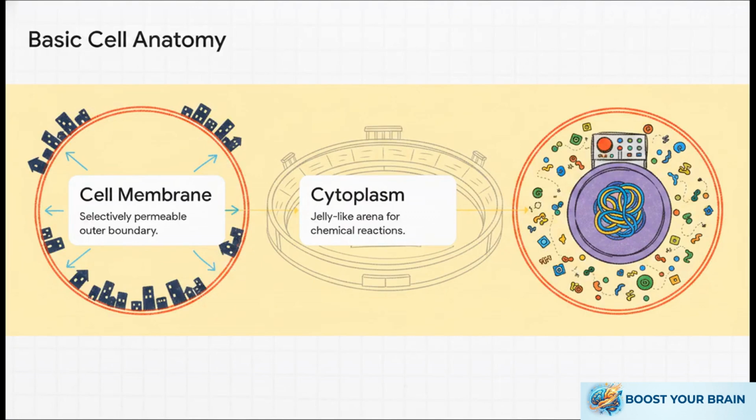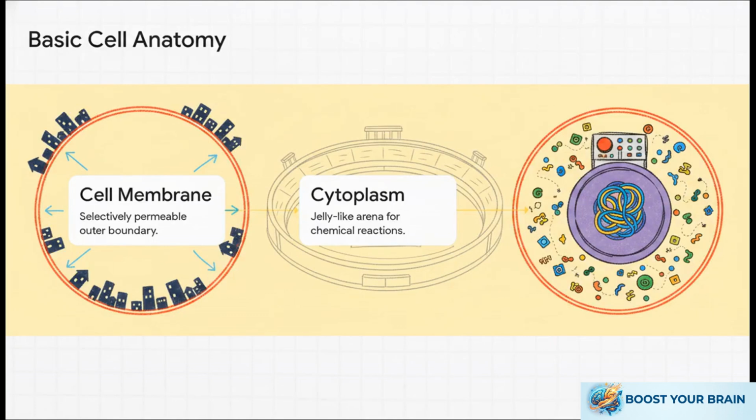Step 1 is the cell membrane. Think of this as the city limits. It's a thin, selectively permeable outer boundary that controls exactly what enters and exits the cell. Pretty important job. Step 2, moving inside, we hit the cytoplasm. This is a jelly-like substance where most of the cell's chemical reactions take place. It's essentially the bustling, active arena of our city.